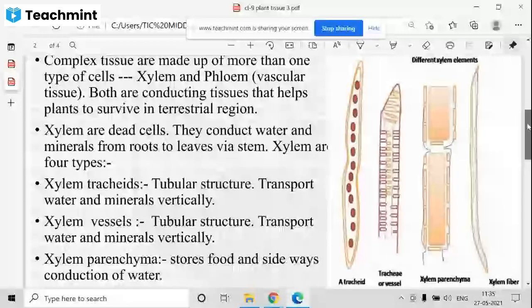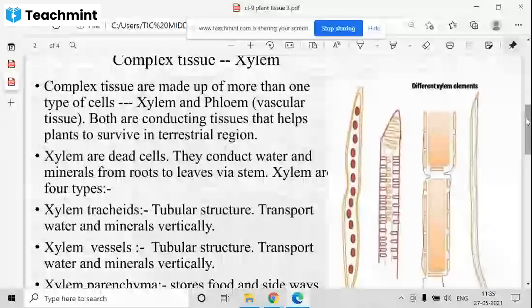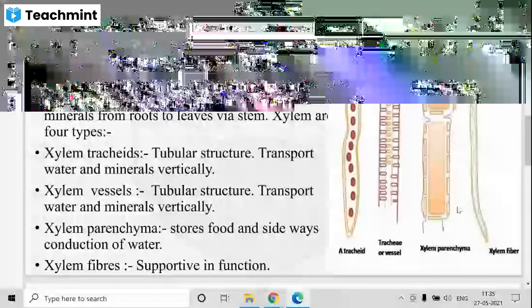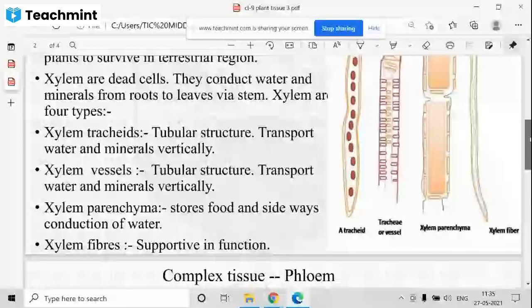Any question? Anything to ask from this? Anyone? Any doubt? Can someone repeat what are the four types of xylem? Yes, xylem tracheids.